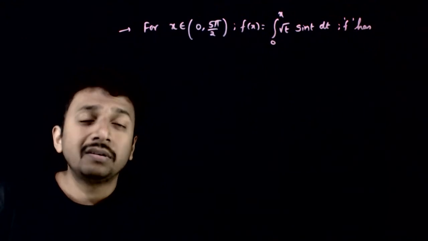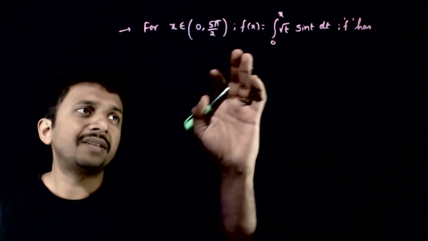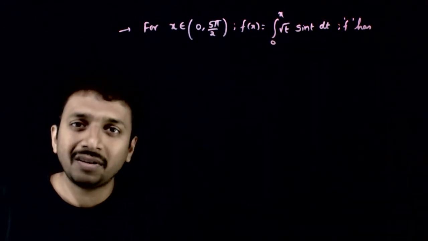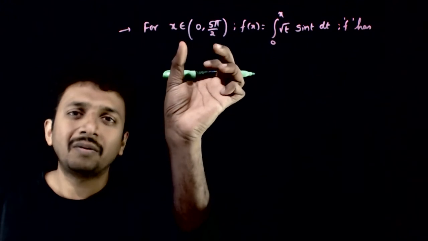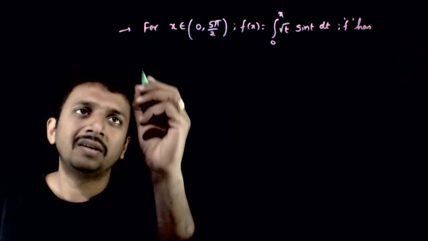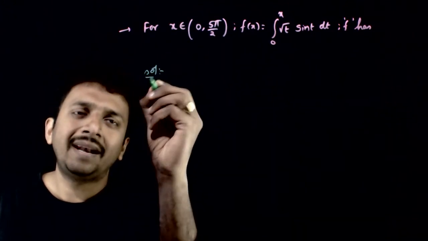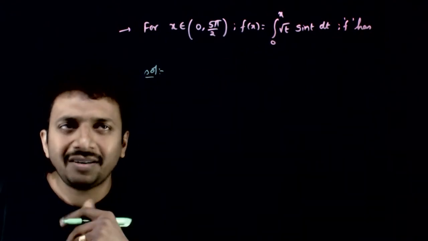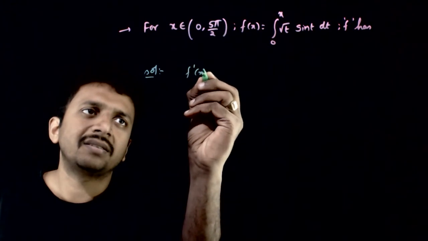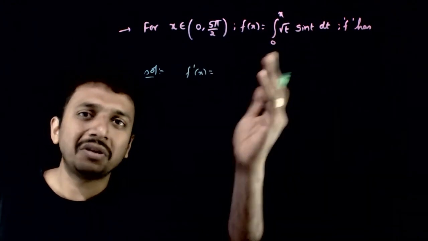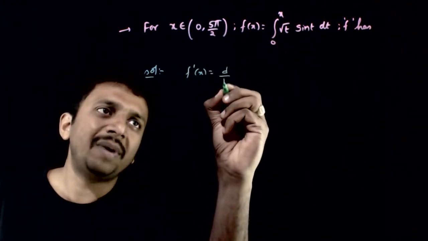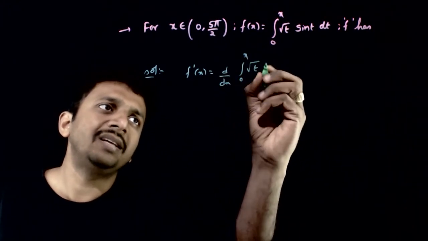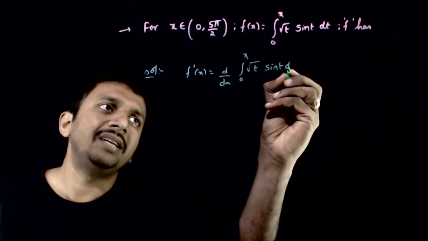So welcome students. In this question you're given that f of x is the integral from 0 to x of root t sin t dt, and you're asked to analyze for extremas between x going from 0 to 5 pi by 2. So if I want to analyze the local extremas, that is local maxima or local minima, I need f dash of x, right? So f dash of x is nothing but the differentiation of this integration, d by dx of the integral from 0 to x of root t sin t dt.